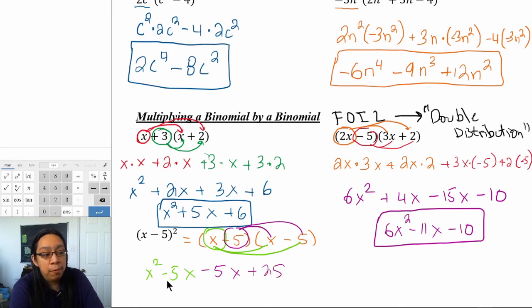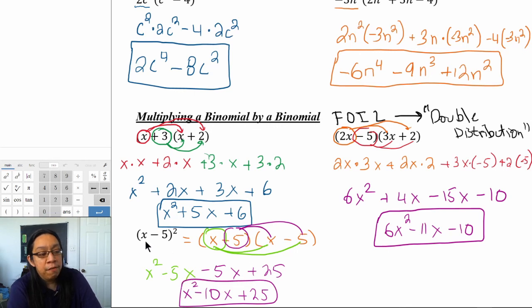And just like before, we can add the two like terms in the middle, negative 5x plus negative 5x, to get us a nice and clean negative 10x. And then we bring down everything else, 25 and then the x squared. So this right here is our answer. So keep an eye out on this one, y'all. If you have a single binomial but it's being raised to the exponent of 2, go ahead and write that binomial twice so it gives you an opportunity to do double distribution.